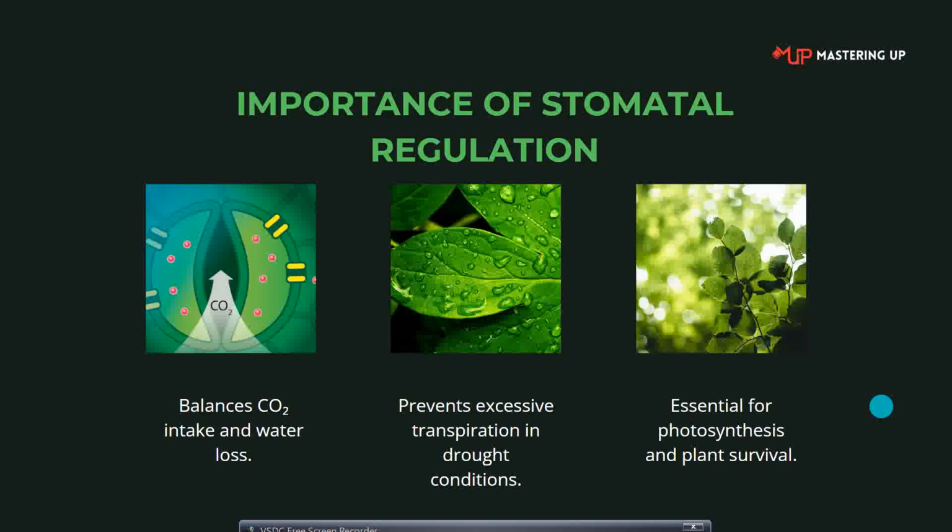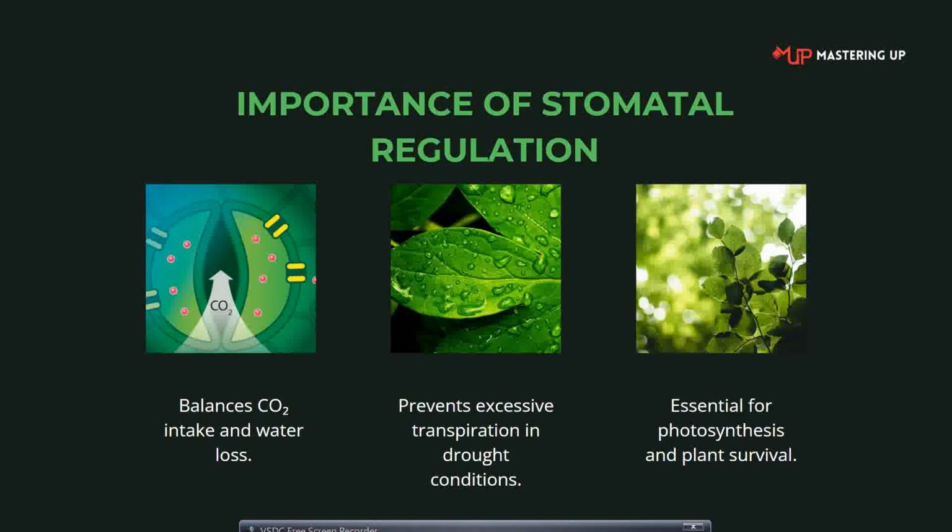Why do we have to study this many factors and mechanisms? Because, first of all, it helps balance carbon dioxide intake and water loss. Next, it prevents excessive transpiration in drought conditions. It is also essential for photosynthesis and plant survival. Basically, stomata are crucial for the survival of the plant, in the case of water loss and water intake, and gas exchange or photosynthesis. So stomatal regulation is very important for carrying out the physiological activities of the plant.